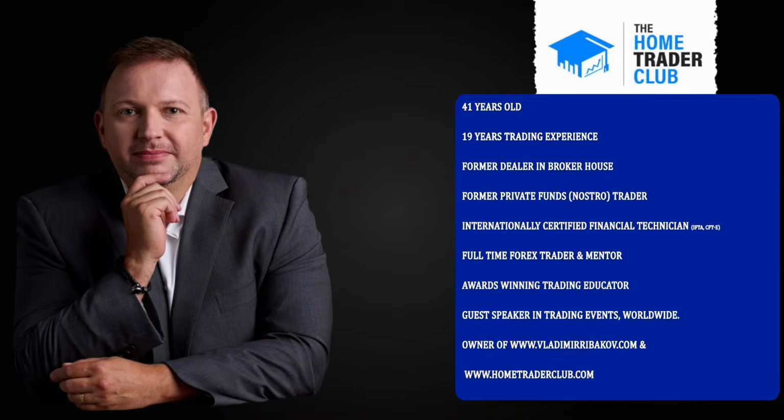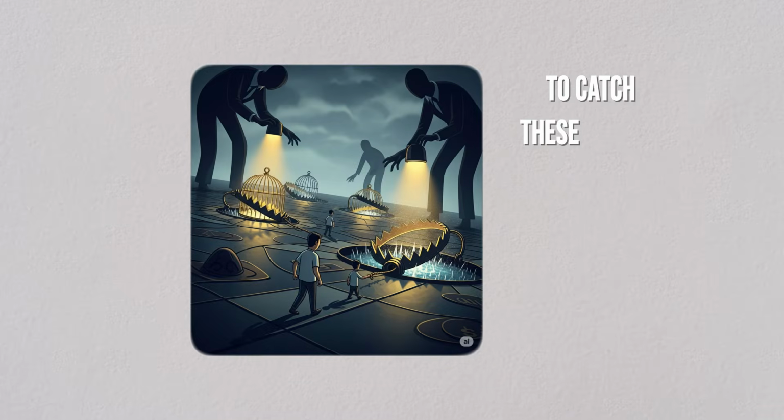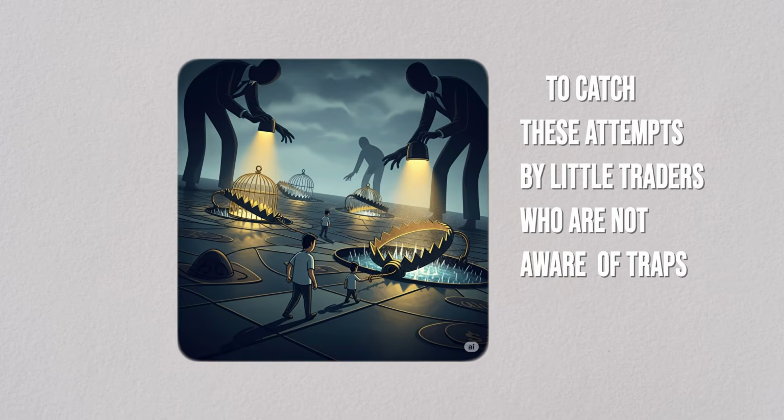Why is the Asian session so popular in trading? Because many, I would say even most, traders trade the classical, old school Asian session breakout. While this could generate great moves sometimes, many times, think about it, it's a very known concept, so it is very easy for the bigger money to create sort of traps and catch these attempts by retail traders who are not aware of the traps.